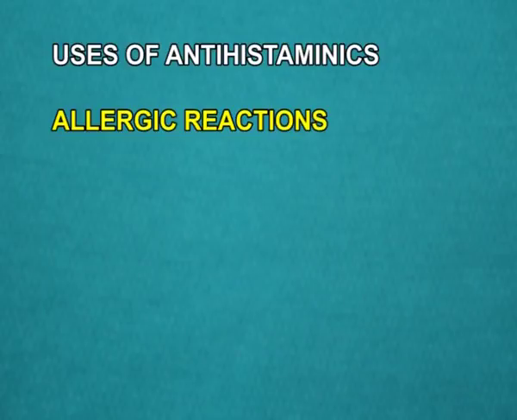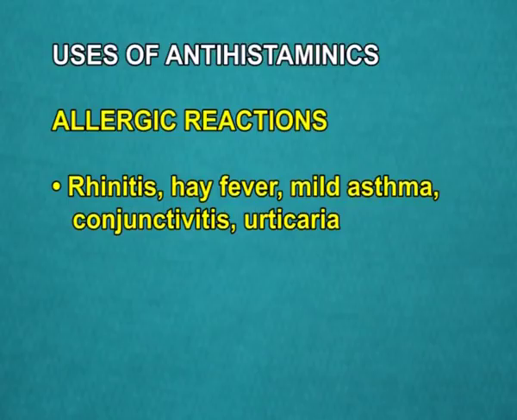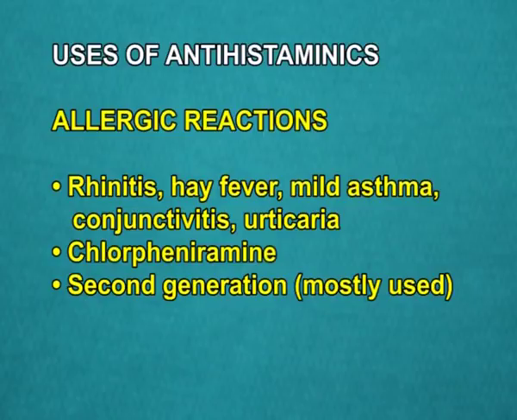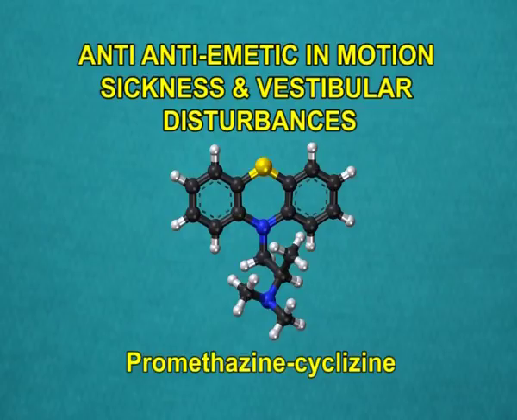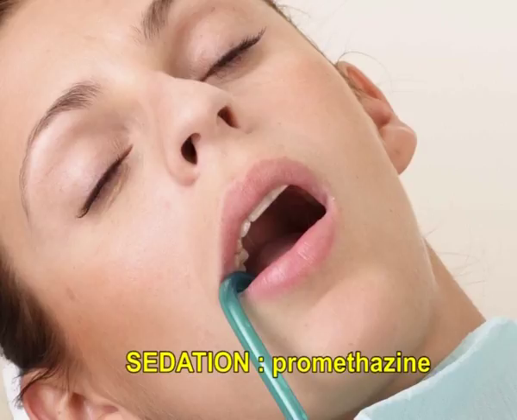Uses of antihistaminics: allergic reactions, rhinitis, hay fever, mild asthma, conjunctivitis and urticaria. Chlorpheniramine, a second generation drug, is mostly used in these types of problems. Antiemetic in motion sickness and vestibular disturbances: promethazine and cyclizine. Sedation is especially caused by promethazine.